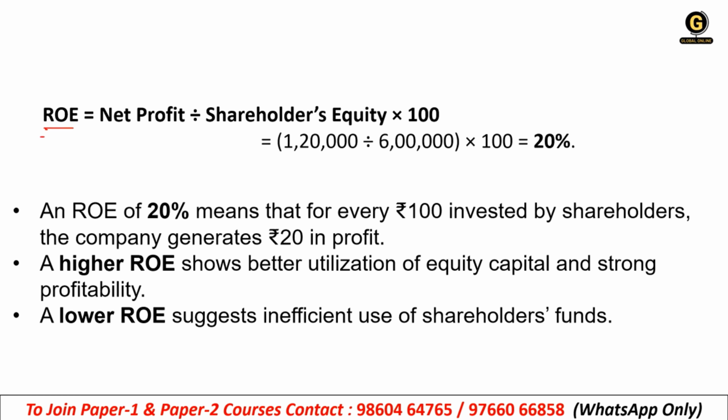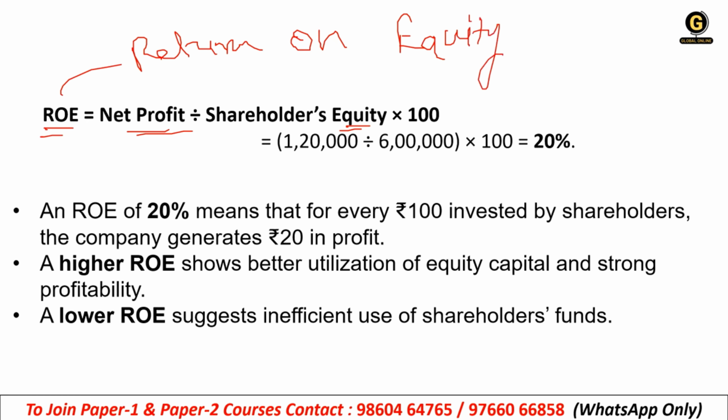See, ROE is equal to net profit divided by shareholders' equity. Okay, so basically ROE, what? Return on equity. Clear? So if the net profit is 1,20,000 and shareholders' equity is 6 lakh, into 100, that will be 20% of your ROE. If the ROE is 20%, that means for every 100 rupees invested by shareholders, the company generates 20 rupees of profit. Clear?